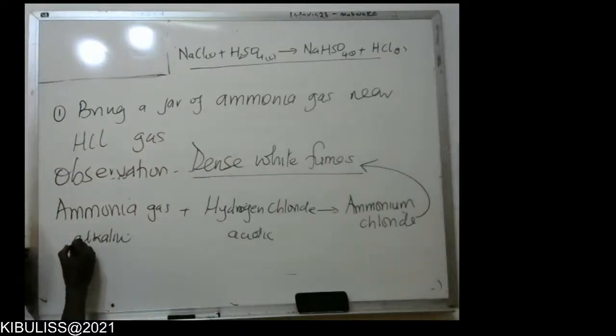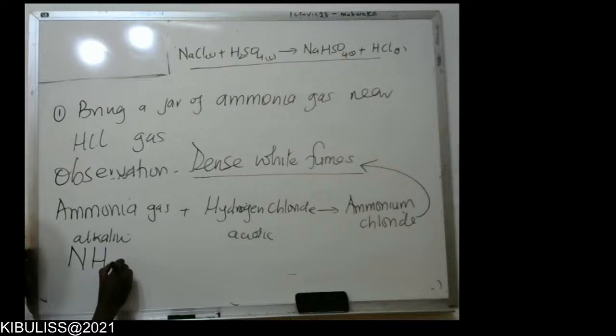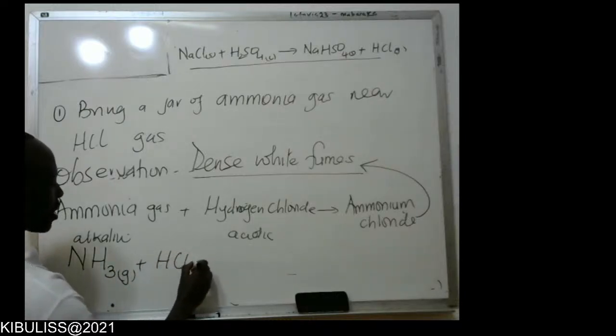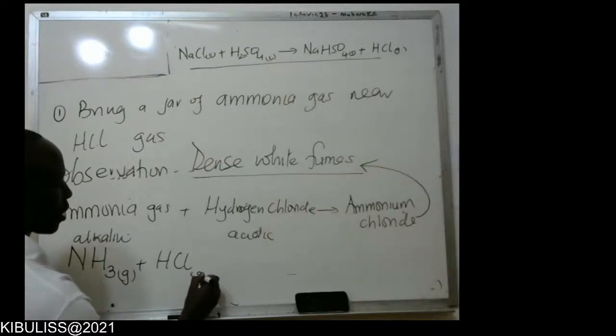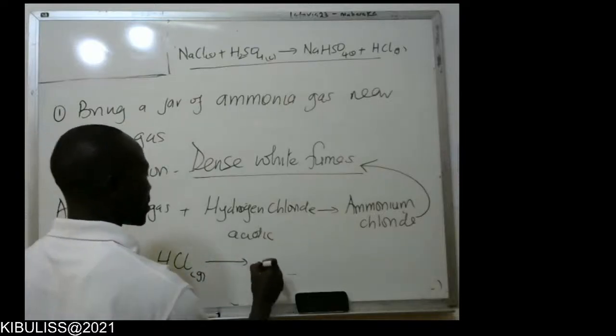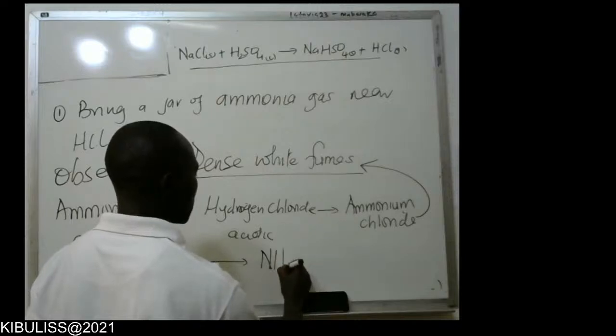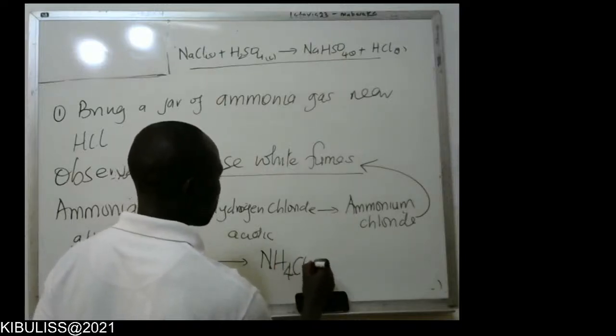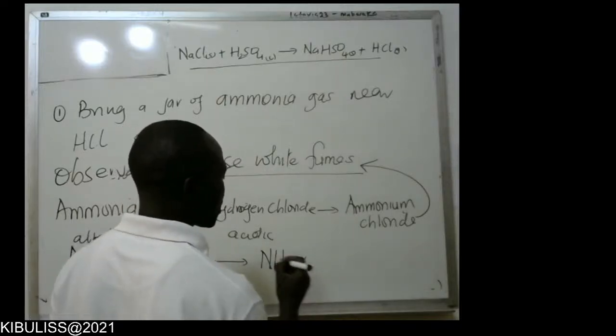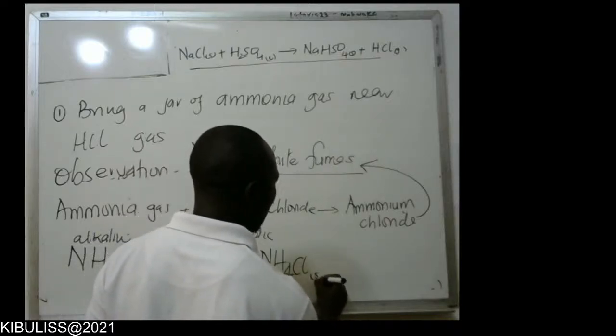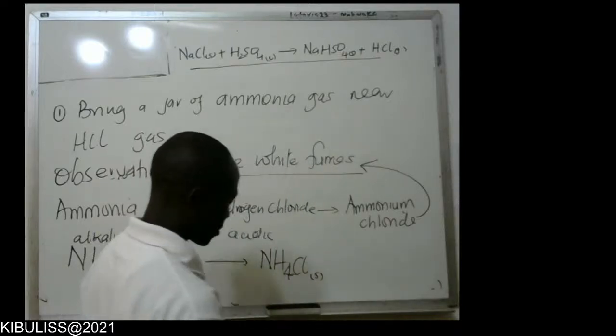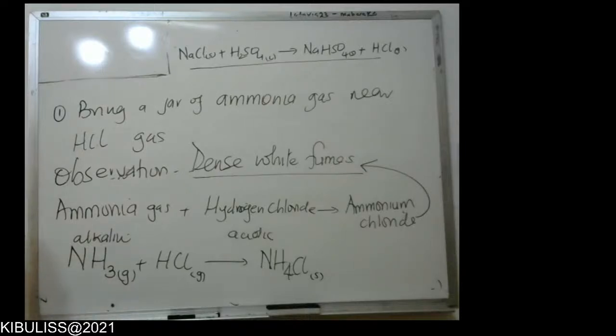Therefore, the equation is ammonia, NH3, a gas, plus hydrogen chloride, also a gas. What do we see as dense white fumes? It is what is called ammonium chloride. So it appears as a gas, but it will finally settle as solid particles. So you see solid particles of ammonium chloride, light enough to be suspended in air.